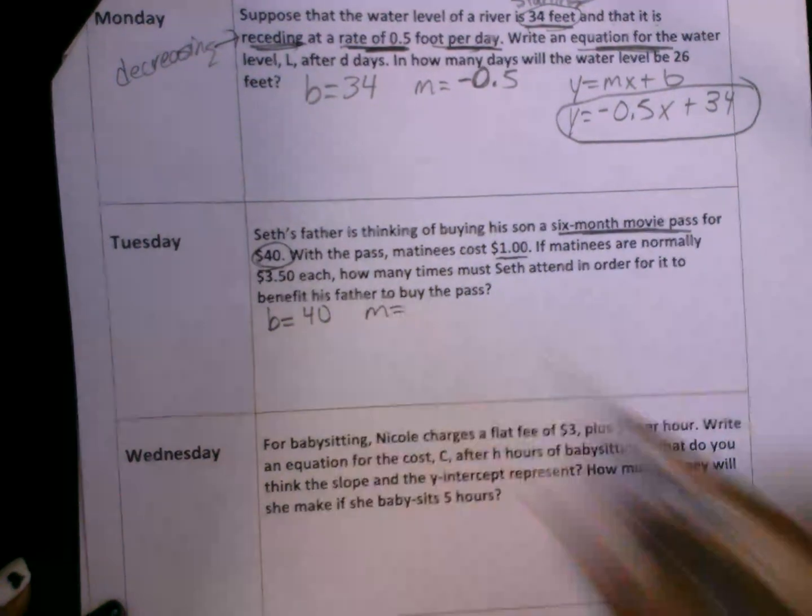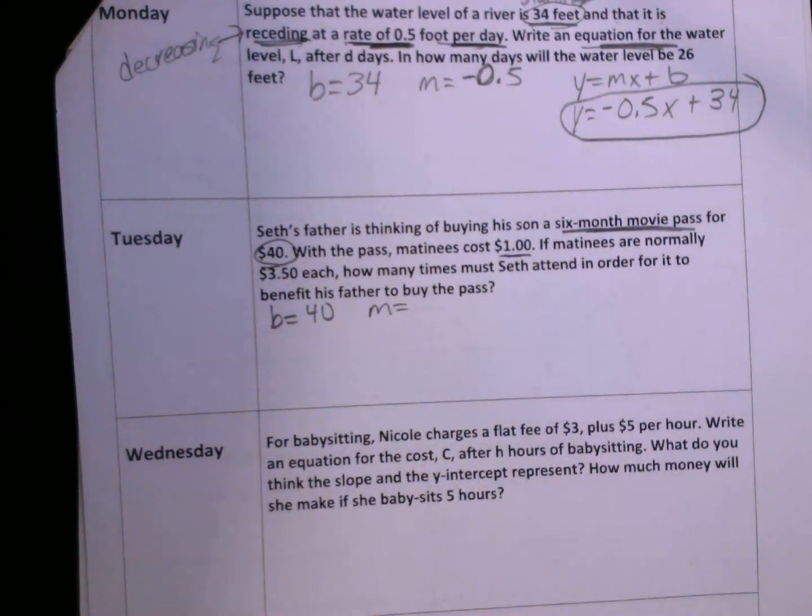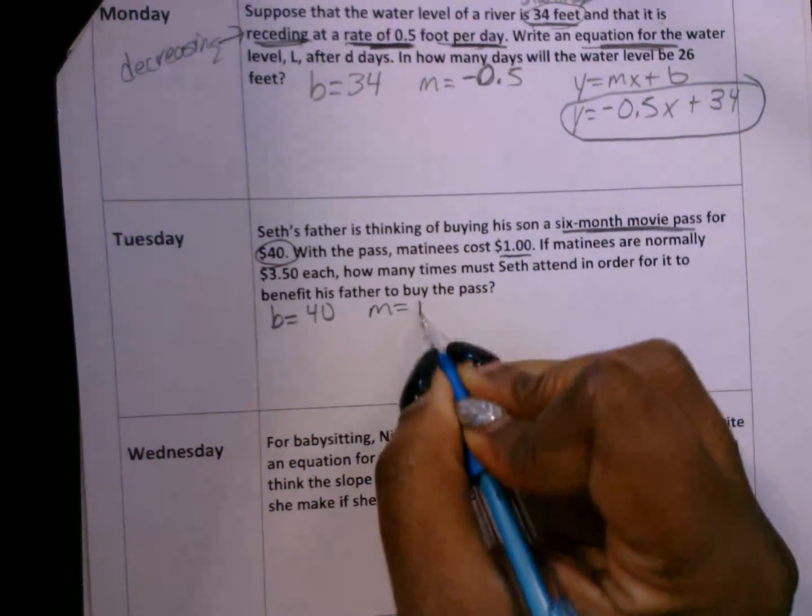So during the day, it costs $1. So he automatically buys these tickets for $40. That way, every time he goes to a matinee or goes to the movies during the day, all he has to do is pay $1. That's what it's saying. All right.